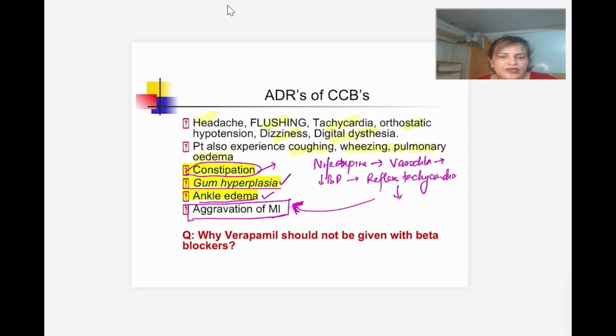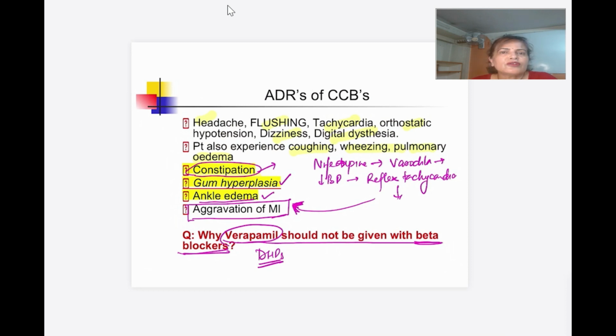Okay? Another important point, which I have already discussed: verapamil should not be given with a beta blocker. Beta blockers are negative inotropes, and verapamil is also cardiodepressant. So if you have to give any calcium channel blocker with a beta blocker, you have to give it with the dihydropyridines, not with verapamil, otherwise AV blockade will be there. So that's all about the beta blocker and the calcium channel blocker.